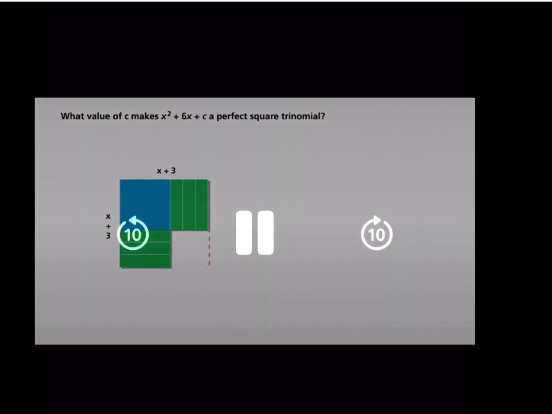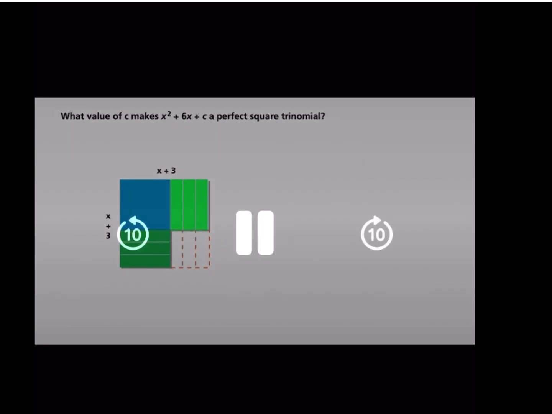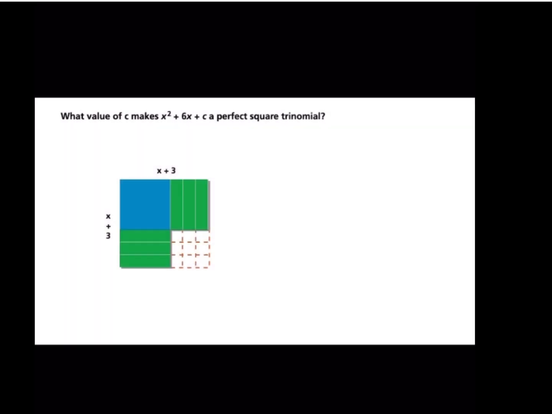Now you have to find what value of c will fill in this empty space and complete the square. Think about possible values of c. Tiles each have width 1. These tiles also have height 1. That forms a grid of 3 squared, or 9 1 tiles. So the perfect square trinomial is x squared plus 6x plus 9. Written as a binomial, it is x plus 3 squared.